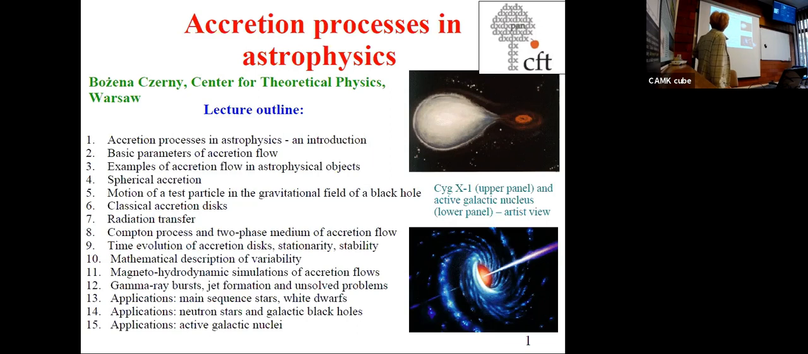So then we will talk in more depth about classical accretion disk equations governing them. Then radiation transfer will be needed to determine the spectrum of an accretion disk. Then comptonization, because this is a key effect if we want to explain X-ray spectra. Then time evolution, because the models of accretion disks which we have are frequently unstable, so we cannot just study stationary models. Then we'll talk more about mathematical description of variability, like power spectra and what is damped random walk, which is frequently used, etc., etc.